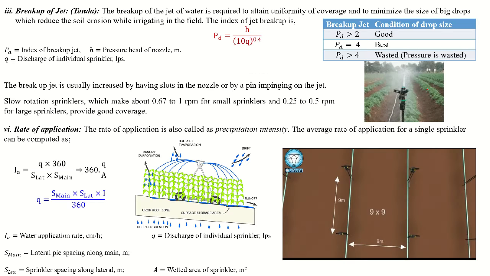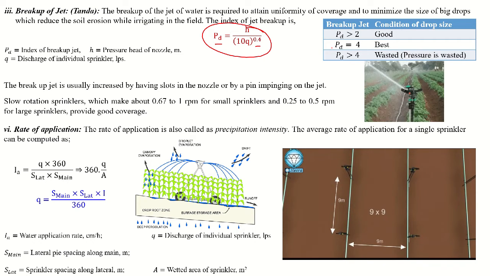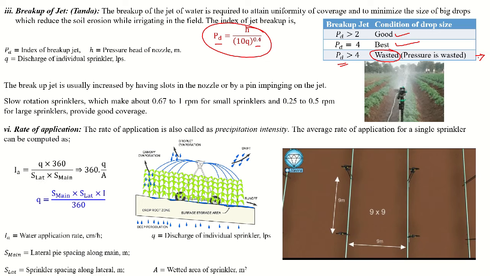So this tells us the breakup jet. So that is called your PD equal to H by 10 into Q power of 0.4. This is the formula. Where the breakup jet is more than 2, this tells us a good condition. When breakup jet is equal to 4, it is the best, and more than 4, this is not a good condition. It tells us the waste. So the pressure is wasted, high pressure is there, and more water is hitting the soil under high pressure. In this condition, there is damage to the soil and crop like that. So here PD is breakup jet, H is pressure head at the nozzle, Q is the discharge of the individual sprinkler.